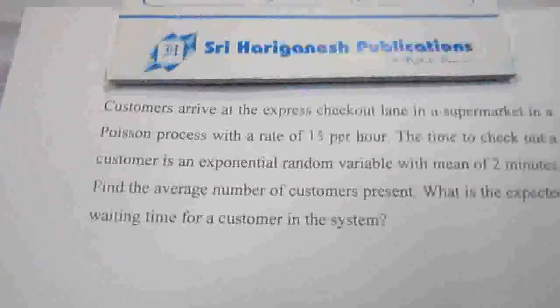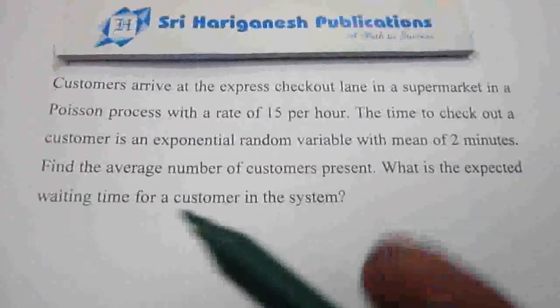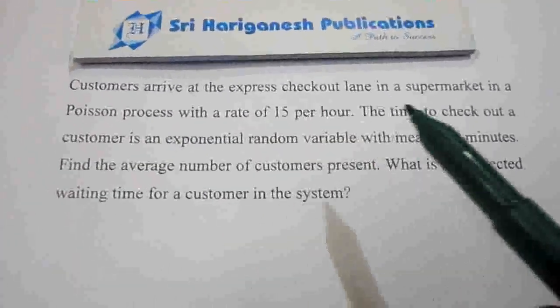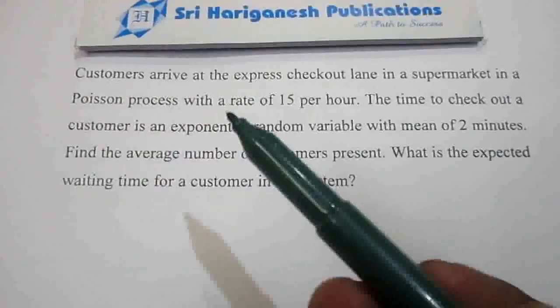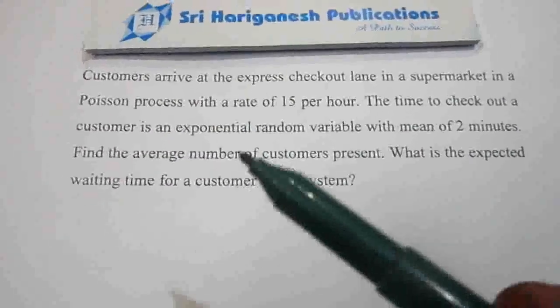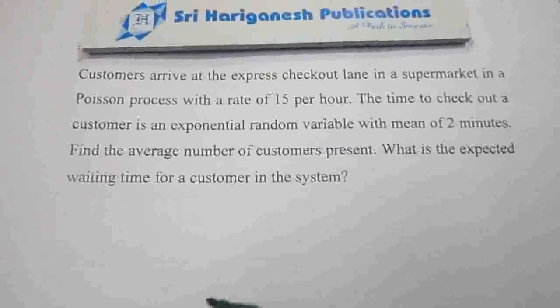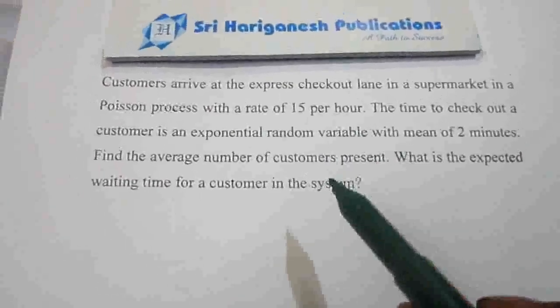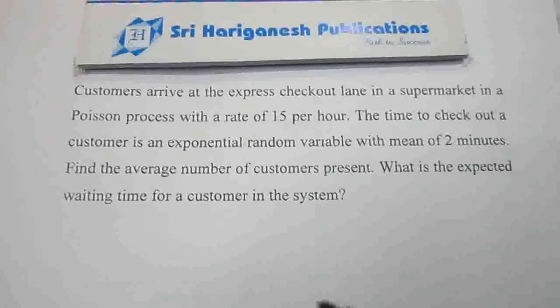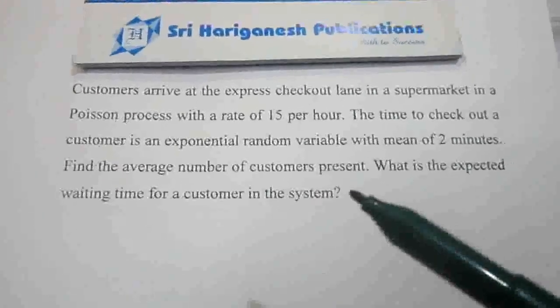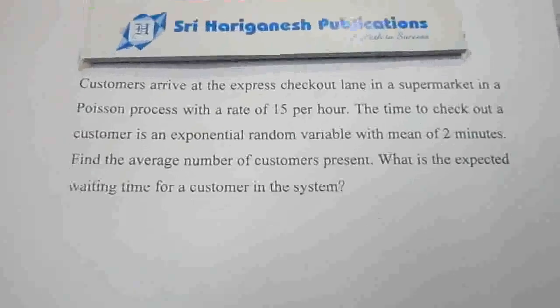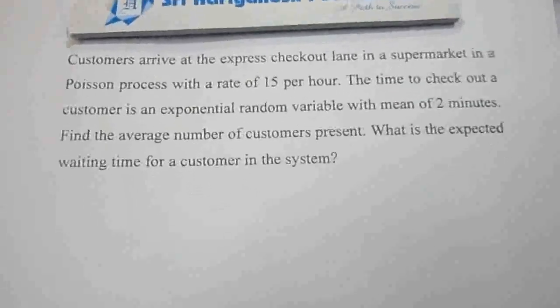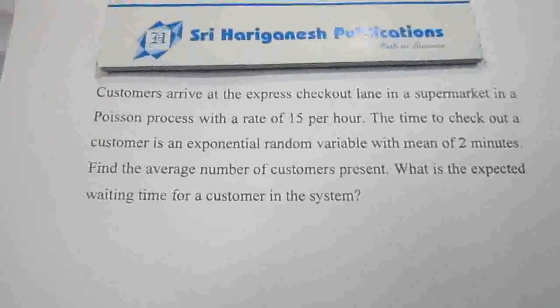Now this problem represents a single server. They are not mentioning the number of servers, so obviously it is a single server, and they are not mentioning the system capacity. Therefore it is infinite capacity. So this is Model 1, single server, infinite capacity, because they are not mentioning the system capacity.